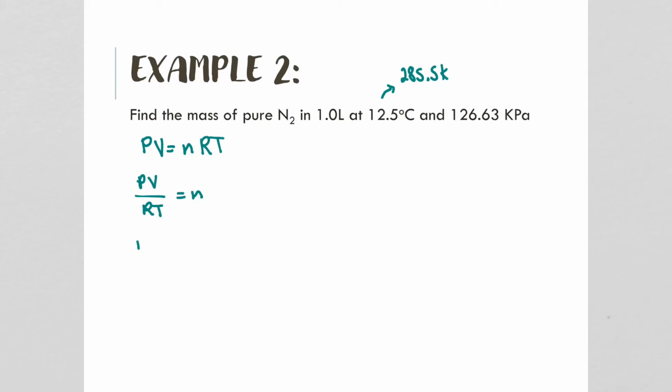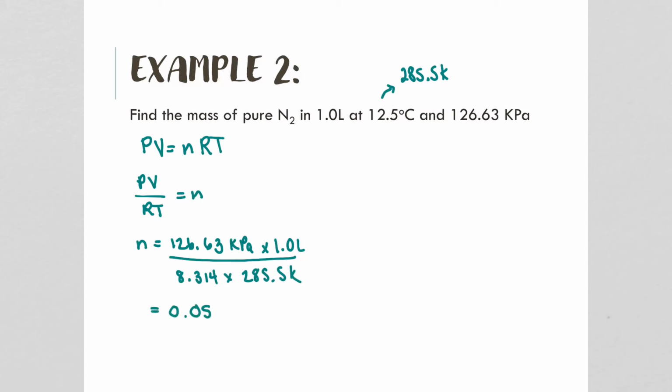So now we can solve. So n is equal to, we'll just switch it to the other side, 126.63 kilopascals times 1 liter over 8.314, I'm not going to write the units, times 285.5 Kelvin. So we find out that we have 0.0533 moles of nitrogen gas.